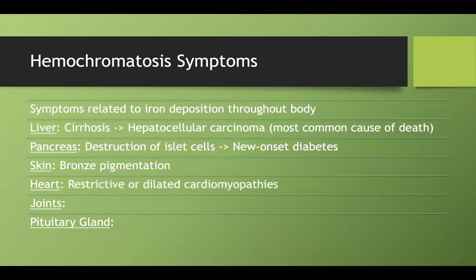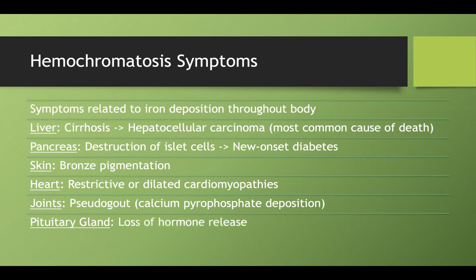In your heart, the deposition can cause either a restrictive cardiomyopathy or a dilated cardiomyopathy. If you have iron in your joints, you can get something called pseudogout, which is calcium pyrophosphate deposition. This seems kind of low yield, but I've seen this on a number of tests where they give you somebody who has calcium pyrophosphate disease and they give you some other symptoms that appear nonspecific at first, but then you realize that it is actually part of this entire hemochromatosis clinical picture. So I would remember that calcium pyrophosphate, that pseudogout.